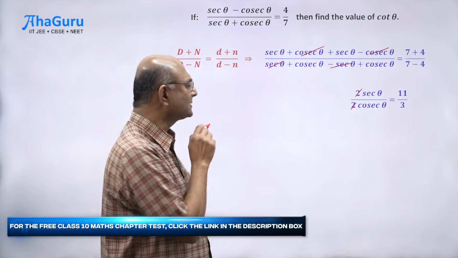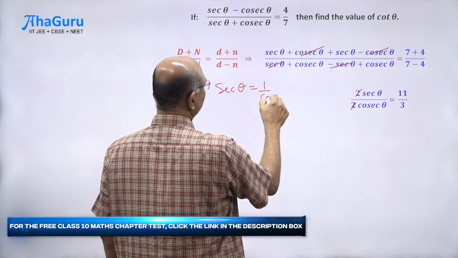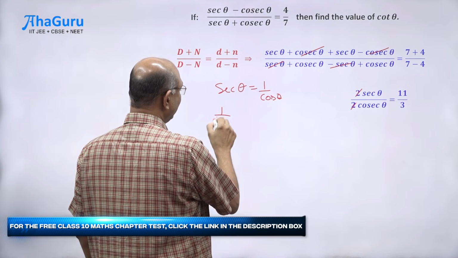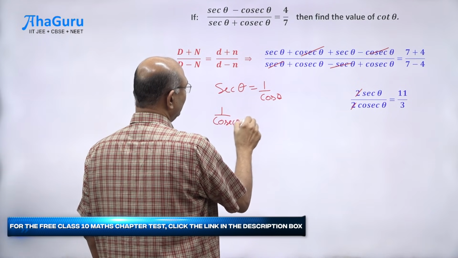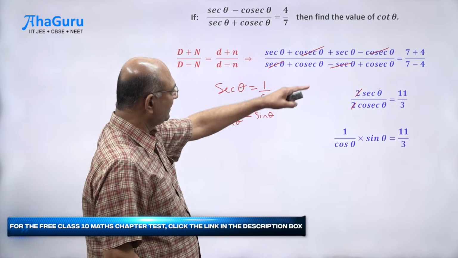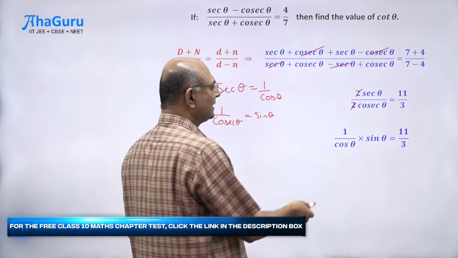Secant theta is 1 by cos theta. Cosecant theta is 1 by sin theta. So 1 by cosecant theta will be sin theta. So I can just substitute that here. I can write 1 by cos theta for secant theta into 1 by cosecant is sin, so therefore sin theta.